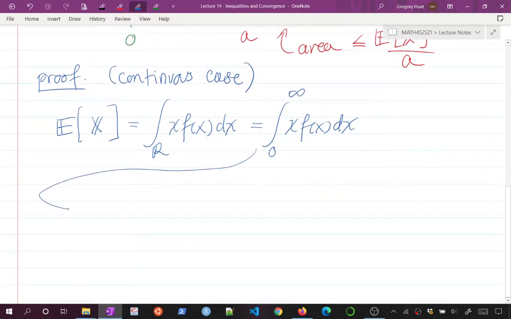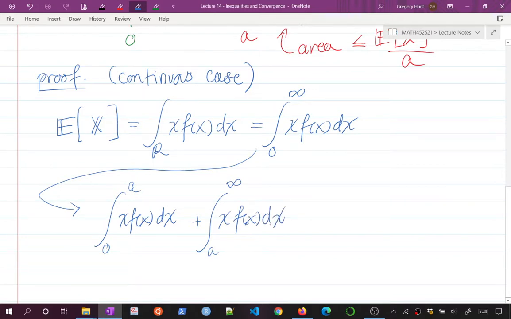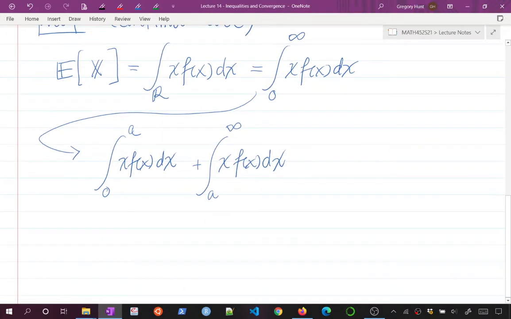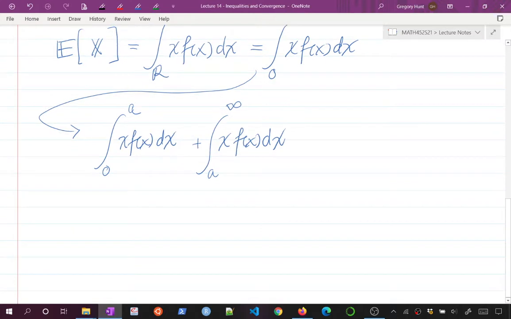And I can break this up with my rules of integration, and I can say this is the integral from 0 to a plus the integral from a to infinity, right? You can break up integrals that way. Of course, my integrand is the same for each, x f(x) dx. And so we have these two parts. Maybe we'll call them part A, part B.